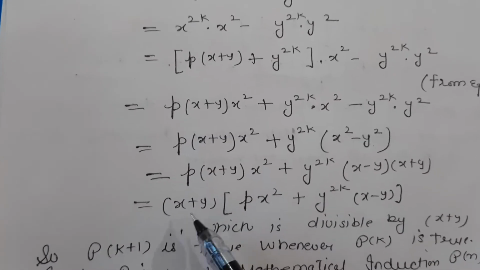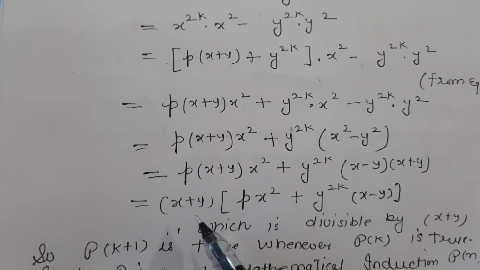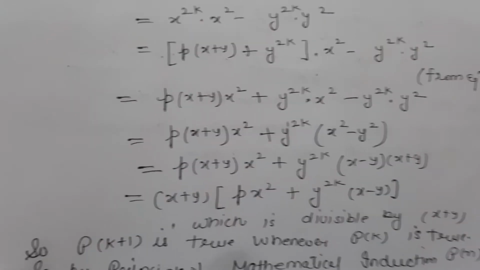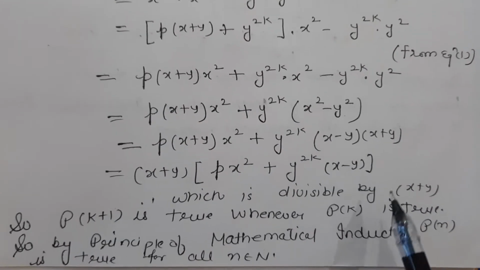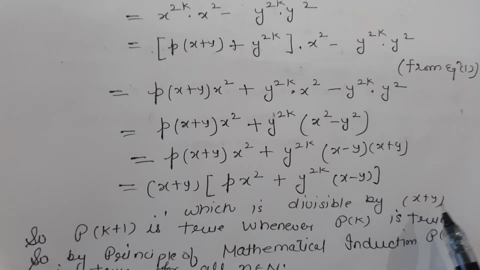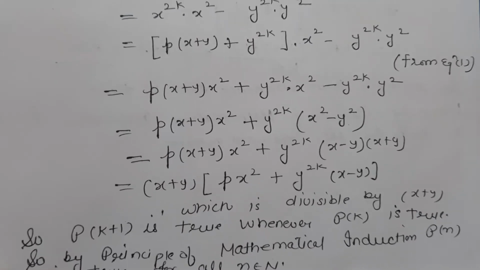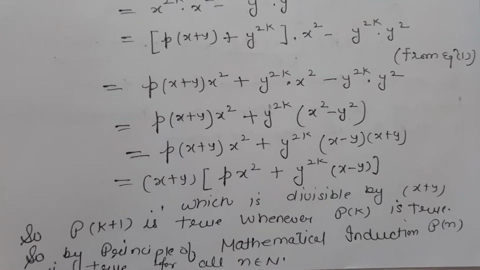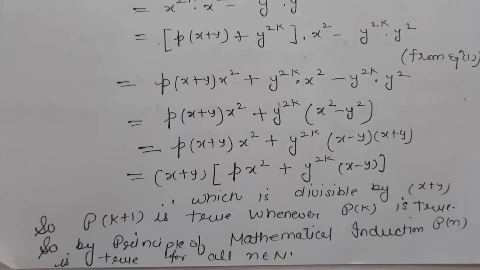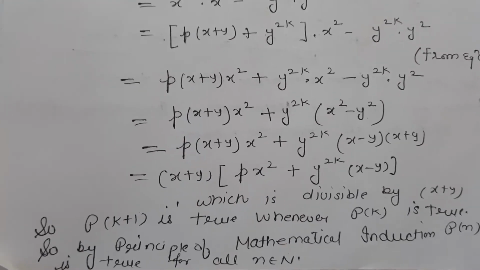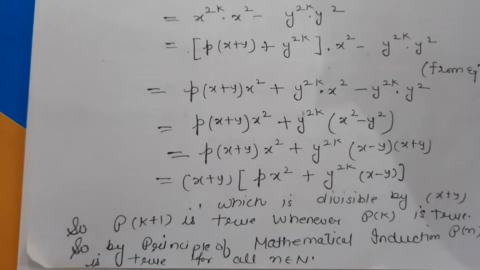So you have this x plus y common, that means this is a multiple of x plus y, or you can also write which is divisible by x plus y. So you have shown that pk plus 1 is true whenever pk is true. So by using the principle of mathematical induction, the given result is true for all natural numbers.